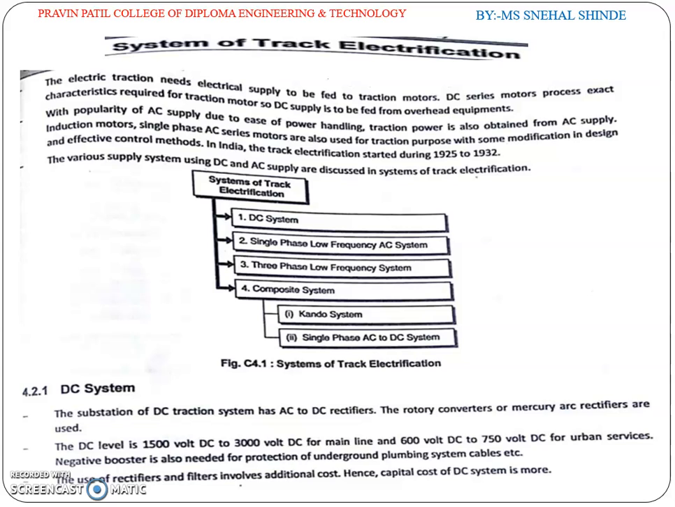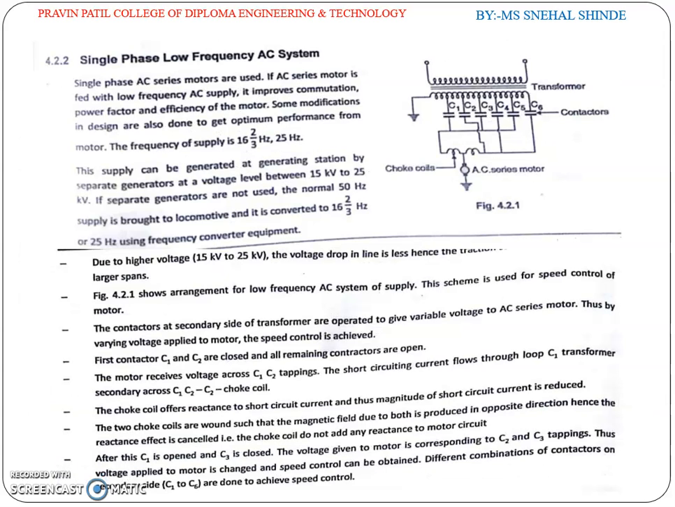So here are the disadvantages in the single phase AC to DC system: interference with the communication lines occurs, current and voltage imbalance occurs. So the remaining one is the single phase low frequency AC system.